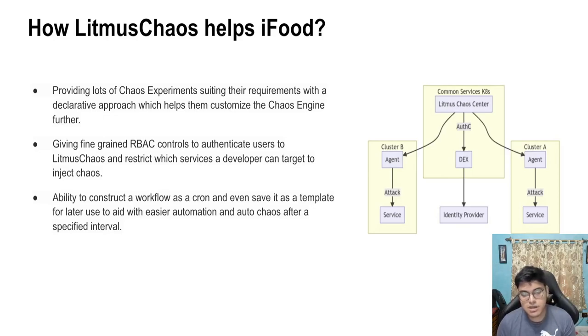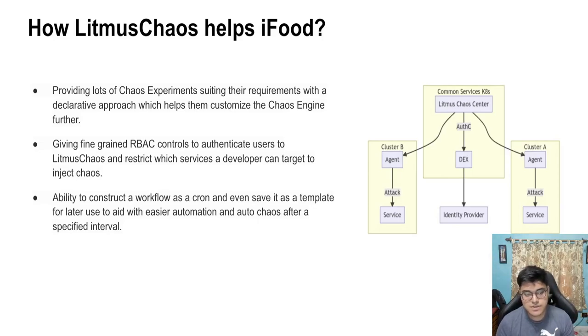Now, how exactly is Litmus helping iFood? Litmus came in with a lot of chaos experiments which suited their requirements, because Litmus has the ability to add your own private hubs as well as the public hub. It's also filled with over 50 experiments, so they can pick one of those and add on top of it, and it covers a range of different types of experiments. iFood really liked the idea of customizing something for their specific requirements, because Litmus was touching multiple areas. So they went with a declarative approach, which helped them customize these chaos experiments, target the chaos engine further, add their own ends, and tune it specifically to their requirements.